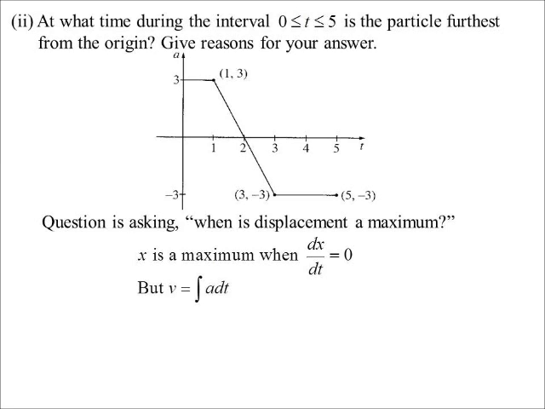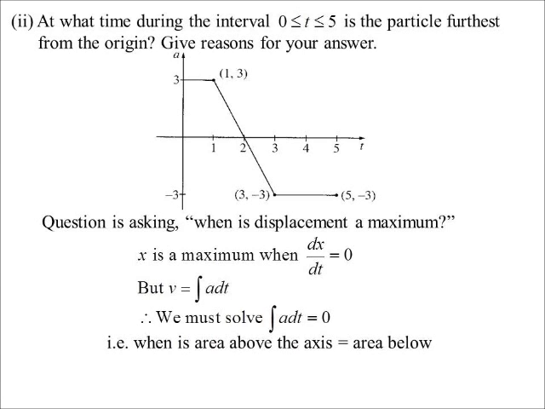But velocity is the integral of acceleration. So it's now saying when would the value of the integral be equal to 0? So we want to solve that. Well, in other words, when is the area above equal to the area below? And because they're nice, neat, straight lines, we can work that out exactly. We just need to make the area of the trapeziums the same.